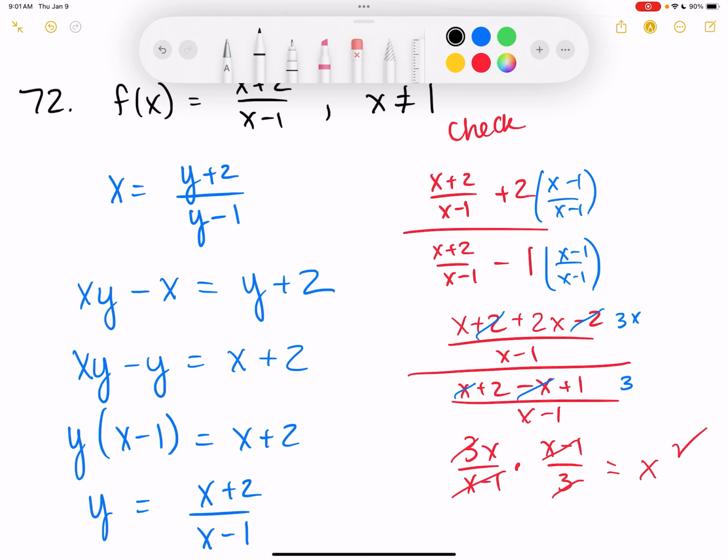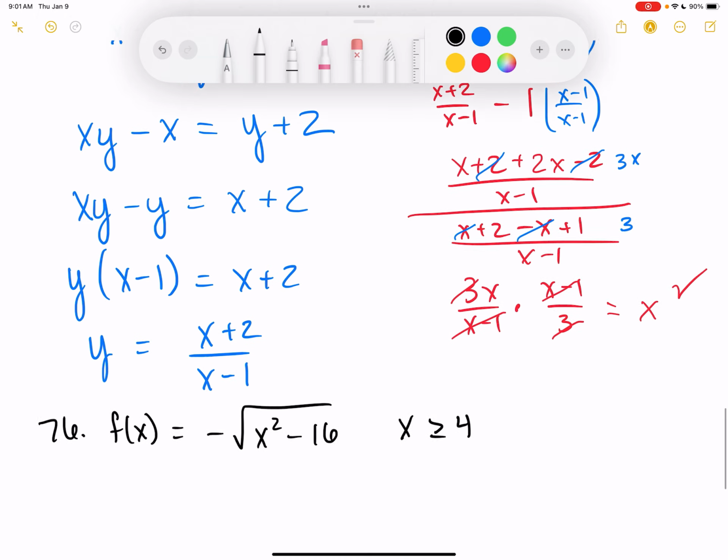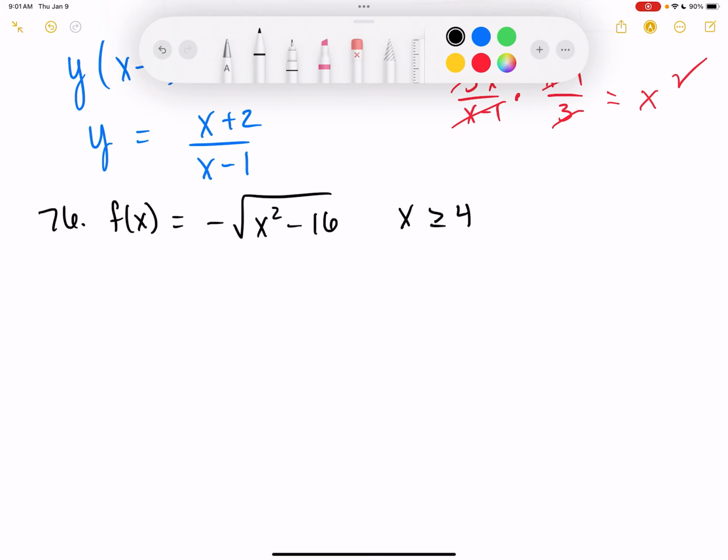All right, one more, and then we'll be done with this section. 76. Miss Quinn, can I do that? Yeah. F of x equals negative the square root of x squared minus 16, x is greater than or equal to 4. So why does x have to be greater than or equal to 4 in this problem?